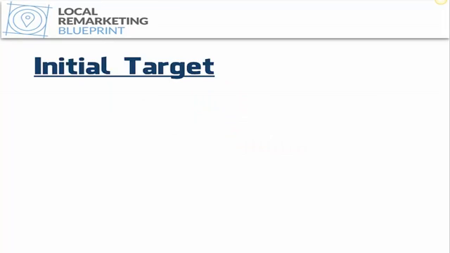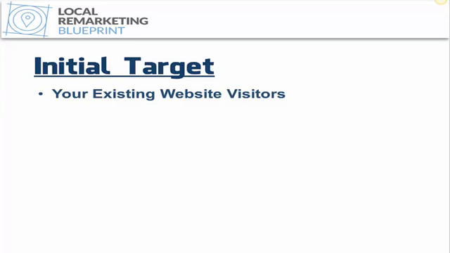Now, we're going to talk a little bit here about your initial target. Who are we going after for our initial target? So when we're talking about Facebook and retargeting, you can go after your existing website visitors. You already have people that have visited your website based on your pixel. You can just go straight after them.